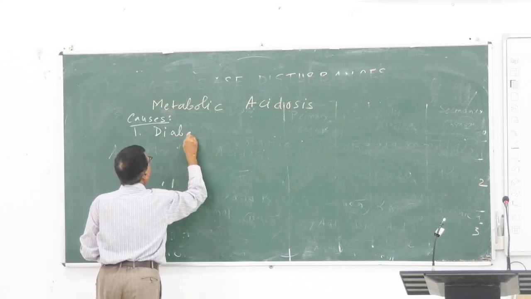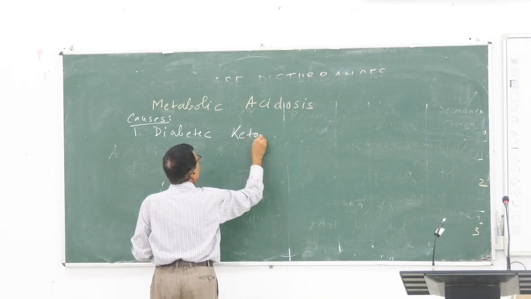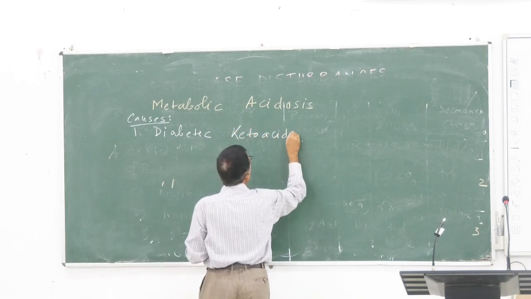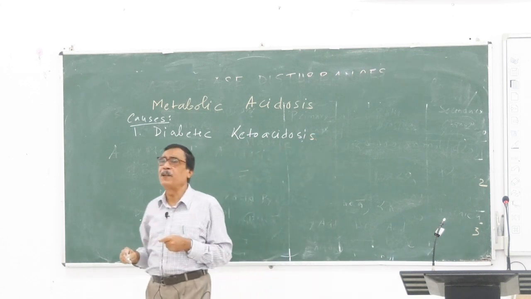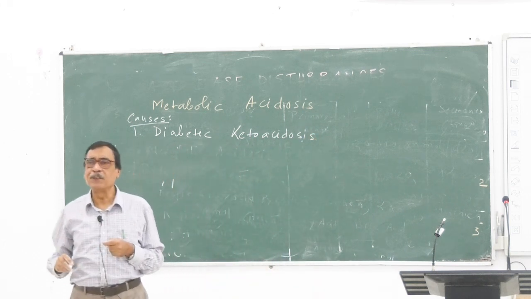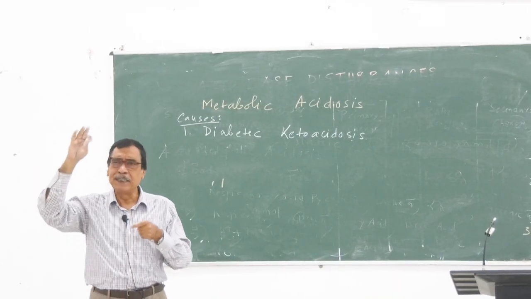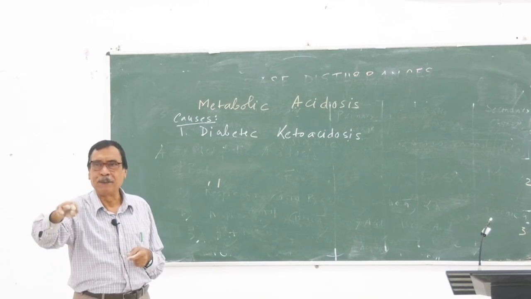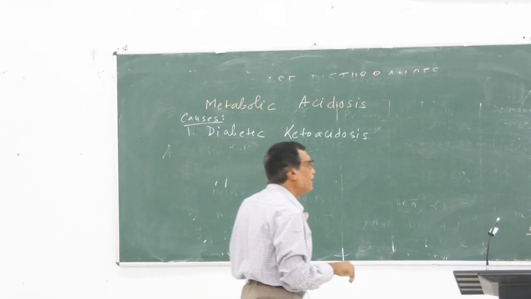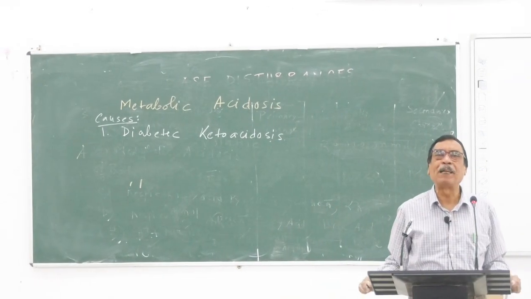Diabetic ketoacidosis, very common. Accumulation of the acetoacetate and beta hydroxybutyrate gives rise to ketoacidosis, and that ketoacidosis is the metabolic acidosis. কারণ এরা বাইকার্বনেটকে কমাবে, বাইকার্বনেটের সঙ্গে রিঅ্যাক্ট করবে। All fixed acids react with bicarbonate and reduce the bicarbonate concentration.